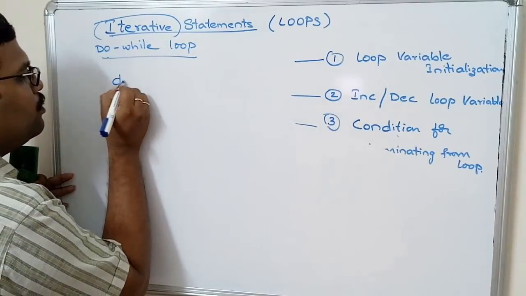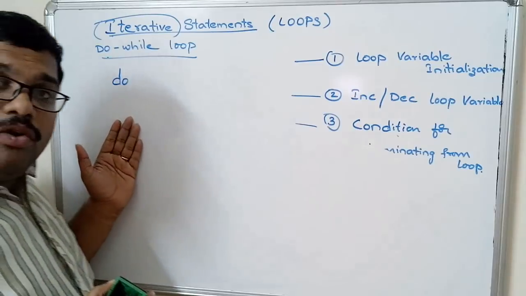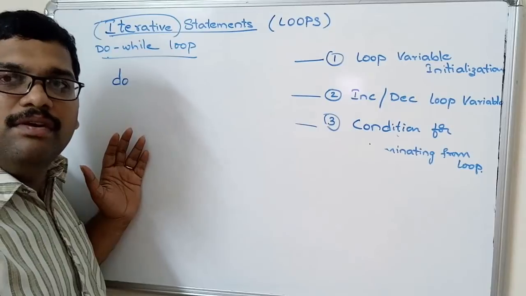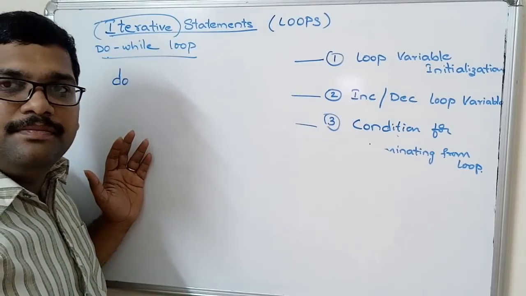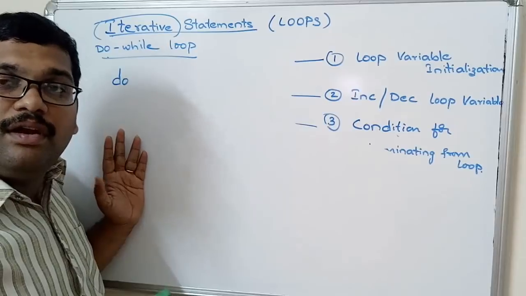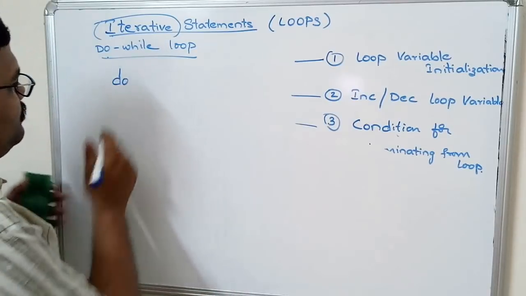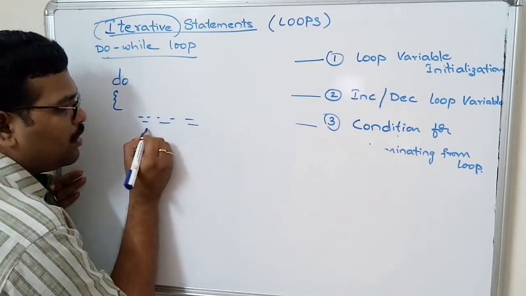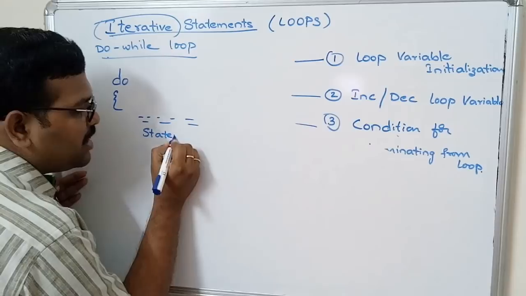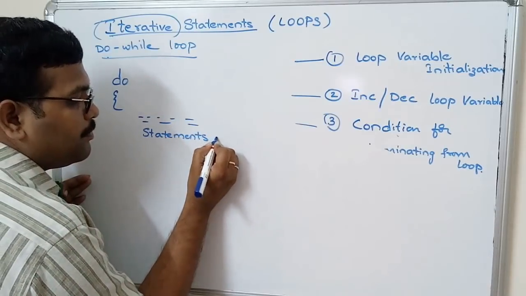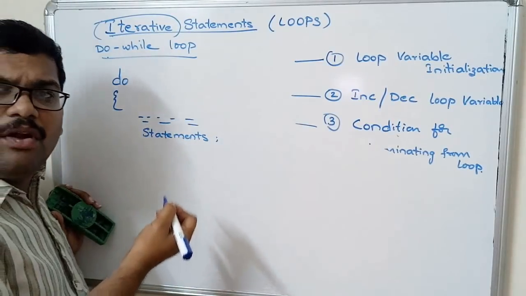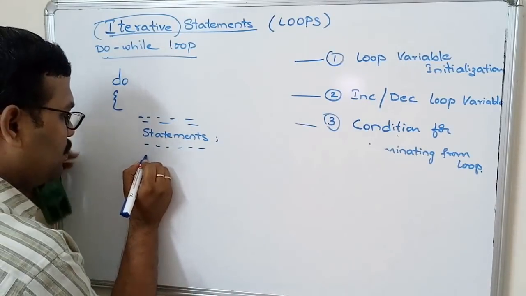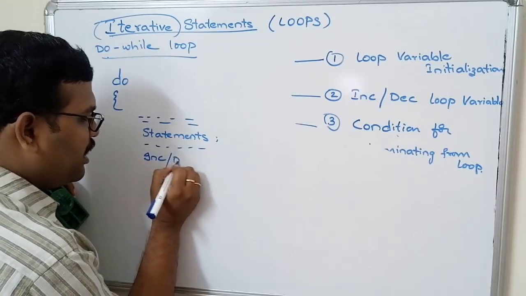Right. So do. Here do is also a keyword. Please refer to the previous video on keywords so that you can clearly get the different keywords. Do is a keyword and while is also a keyword. Do, execute this set of statements, it may be a single line statement or multiple lines of statements, a group of statements.